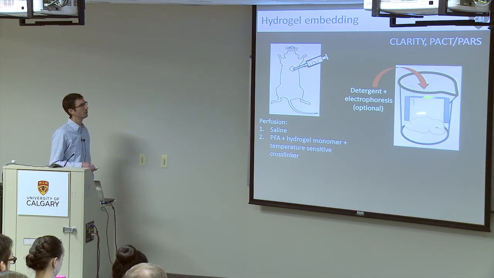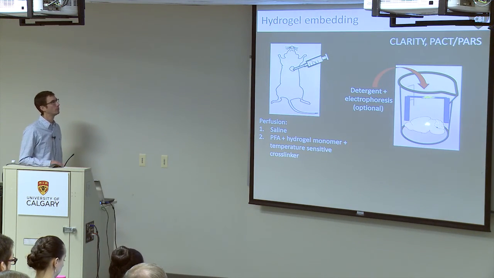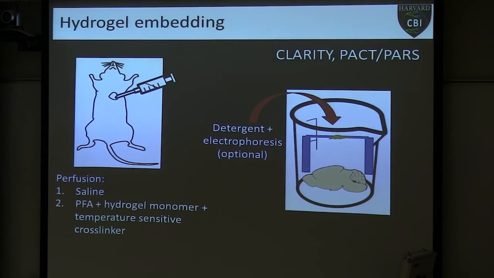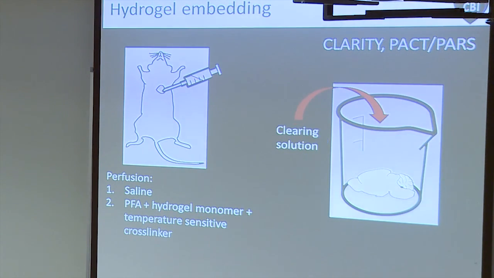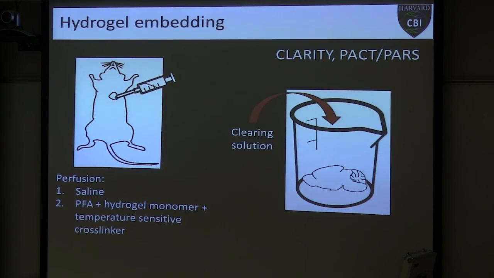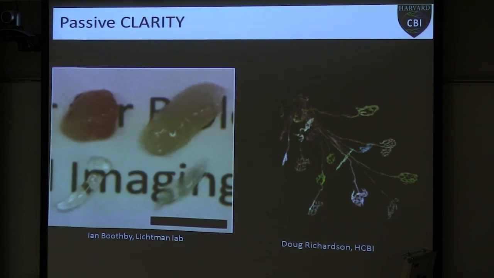And then the next thing that you have to do is remove all of that lipid. So this is done with an SDS and boric acid solution. You can do it passively. You can just let your sample sit in it for a week or so, or you can put an electrophoretic charge across it, and this will actually pull it out much faster, in a day or two. And then finally, you dump on a clearing solution, which matches the refractive index of what's left behind and gives you a nice clear sample.